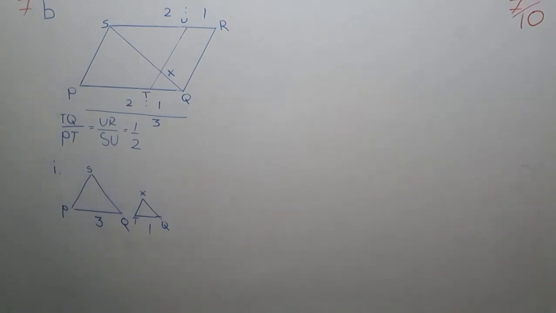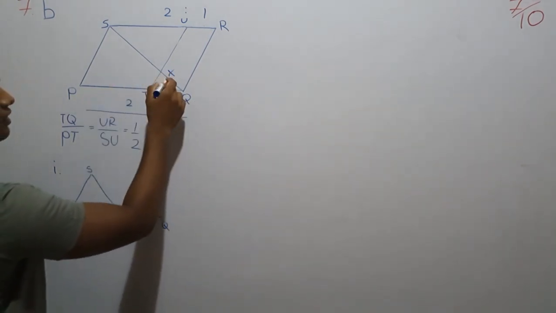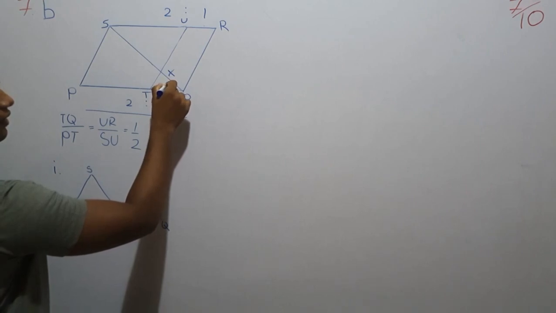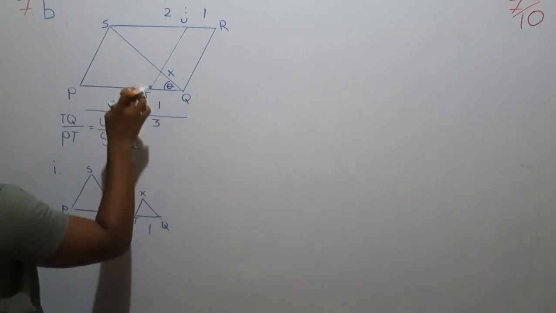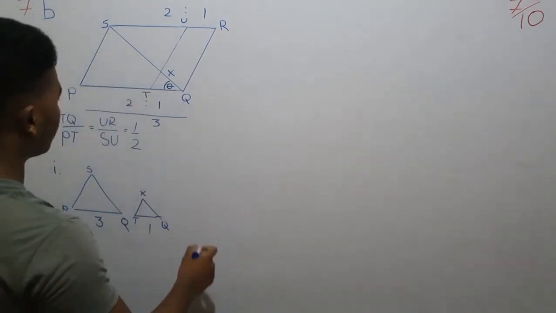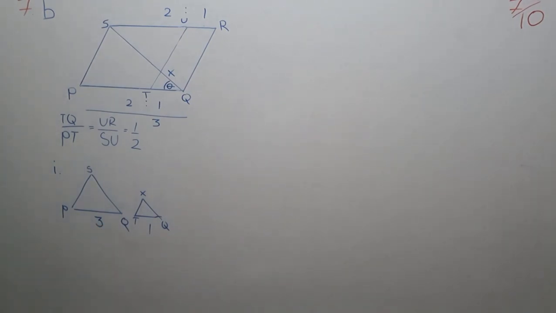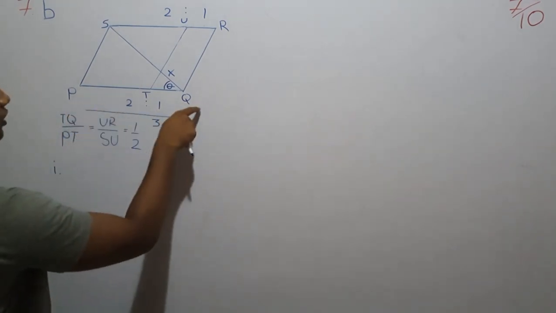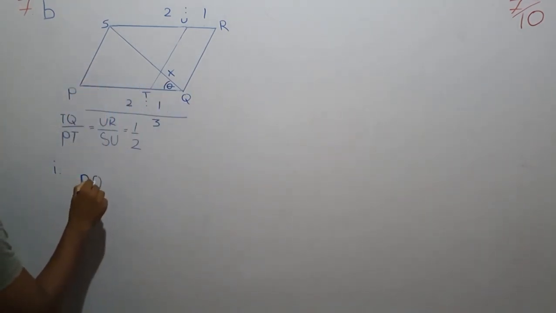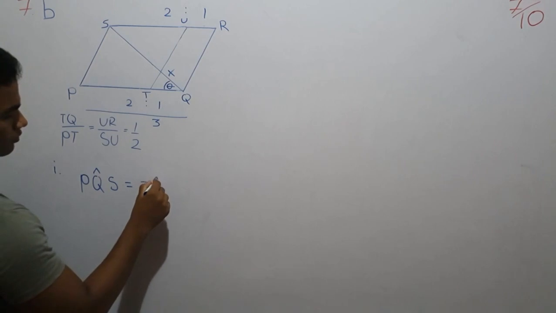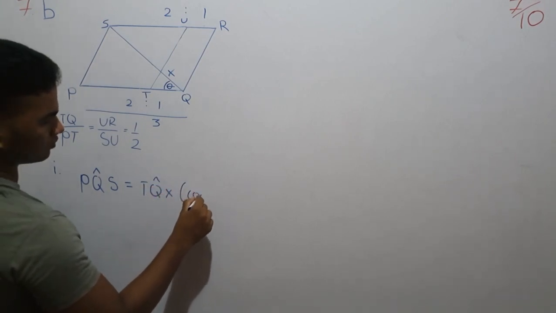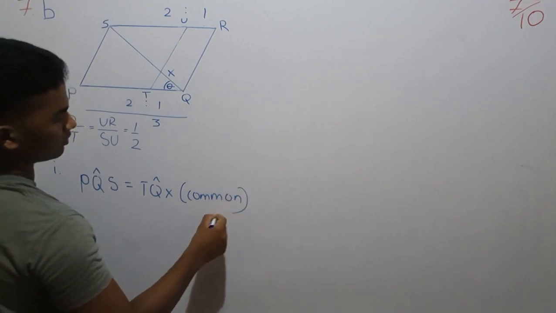Now what they ask is to show they are similar. So now this angle is common for both triangles, right? For PQS and PQX it is common. So we can write the first statement. This is not required for the moment. So we can write the first statement. PQS equals PQX, since it's common. You should write the reason as well.